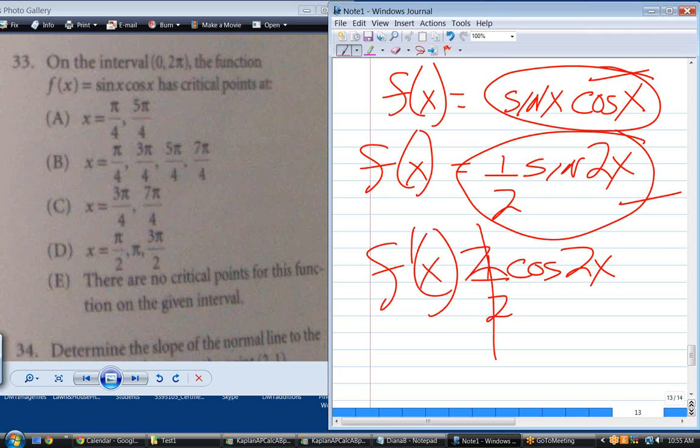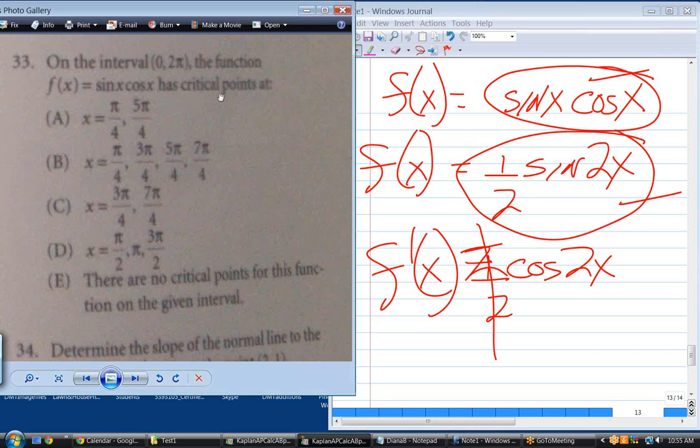Cosine of 2x. Probably easier to get to it using this identity than it was to have to use the product rule. And then once again, you've got 0 equals cosine 2x. So a number of ways to do that. Most important thing is understanding what critical points mean. It means where your first derivative is either 0 or undefined.